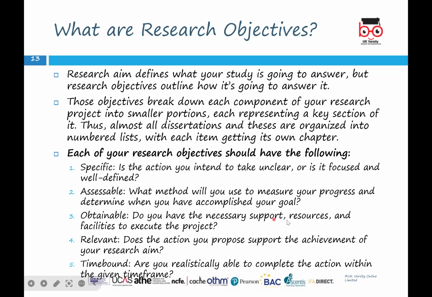Do you have the necessary support? Do you have the resources? Do you have the funding? Do you have the time? Do you have the team to work on your project? Relevant: does the research that you want to do support the achievement of your research aims? You're wanting to see waiting hours, but your research does not show that. Is it relevant? So you have to be guided by your aims.